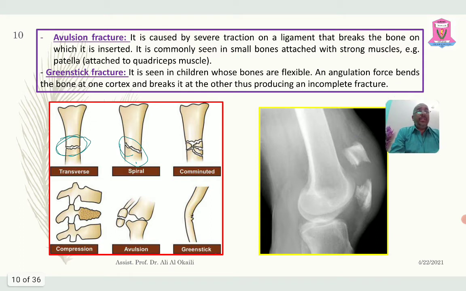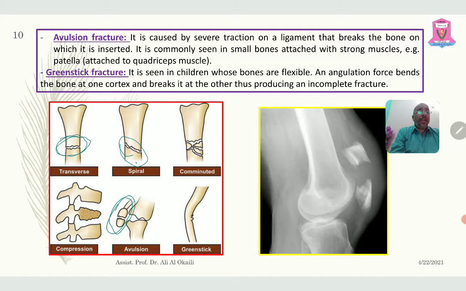The other type of fracture is avulsion fracture. It is caused by severe traction on a ligament that breaks the bone on which it is inserted. It is commonly seen in small bones attached to the strong muscles, for example the patella, the kneecap, which is attached to the quadriceps muscle. This is an avulsion bone or avulsion fracture.